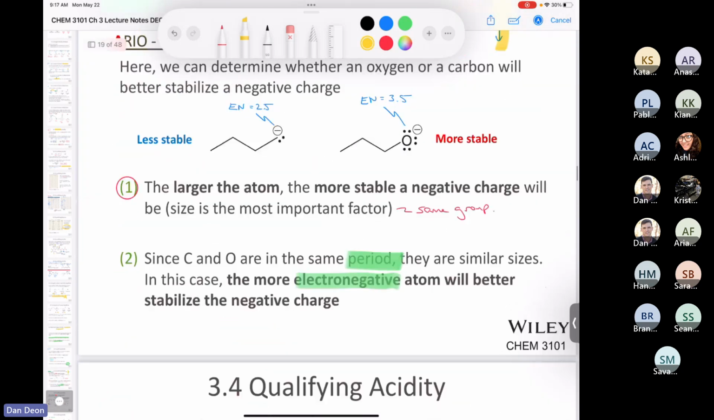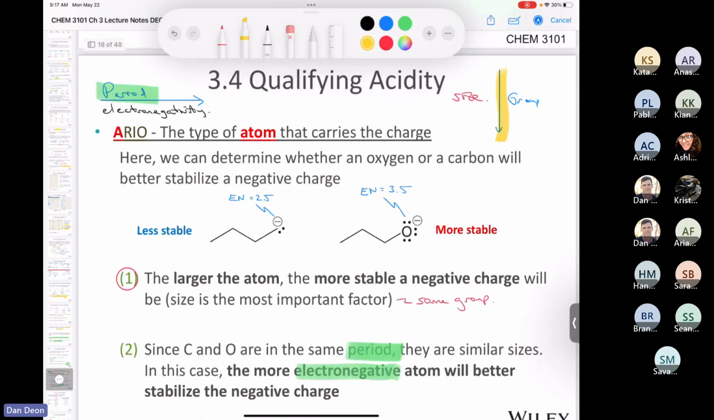Give me a thumbs up if you follow me. On the same period, we look at electronegativity, but if the negative charge is on two atoms that are in the same group, then we look at size, and of course you know that size increases as we go down a group. All right, so there you go. So we've covered atom. So that's A out of ARIO.